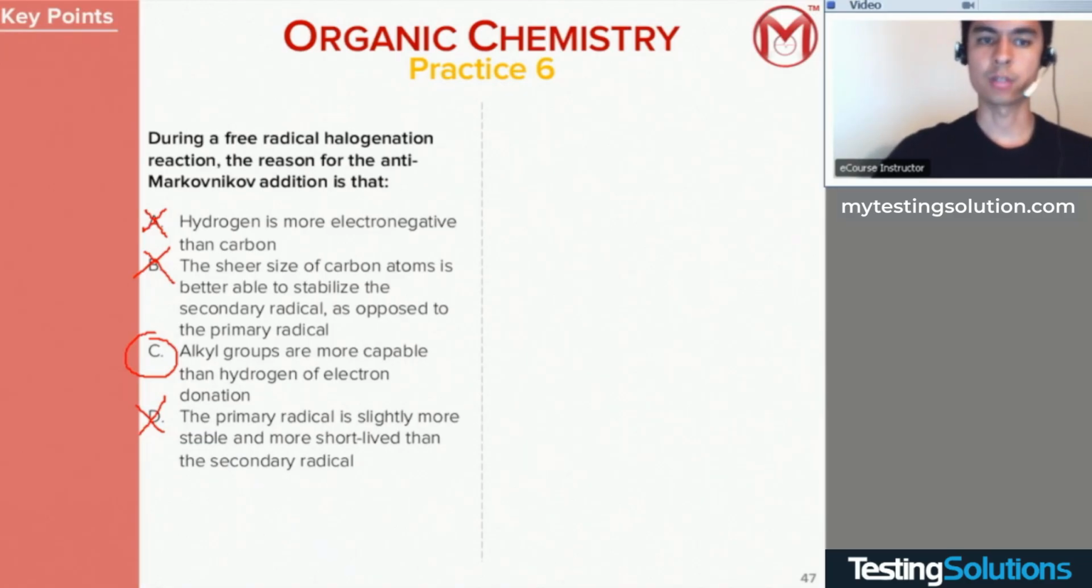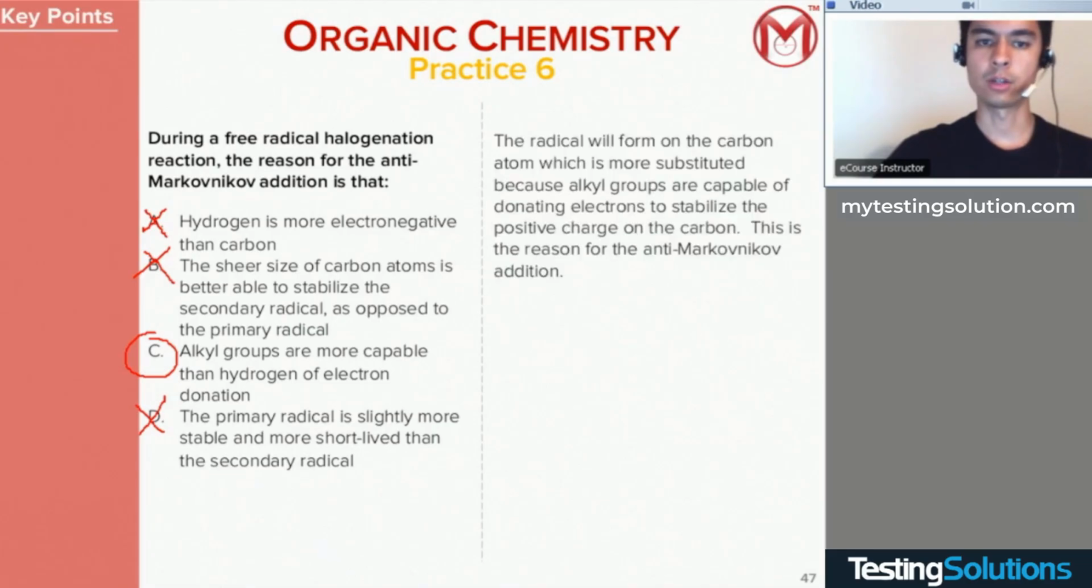Alkyl groups are better electron density donators. That's the reason why the tertiary carbocation is more stable. It has more alkyl groups which are electron density donating. It's more stable than a secondary carbocation. Secondary carbocation is more stable than a primary one. The more alkyl groups you have, the more they're going to stabilize positive charges.